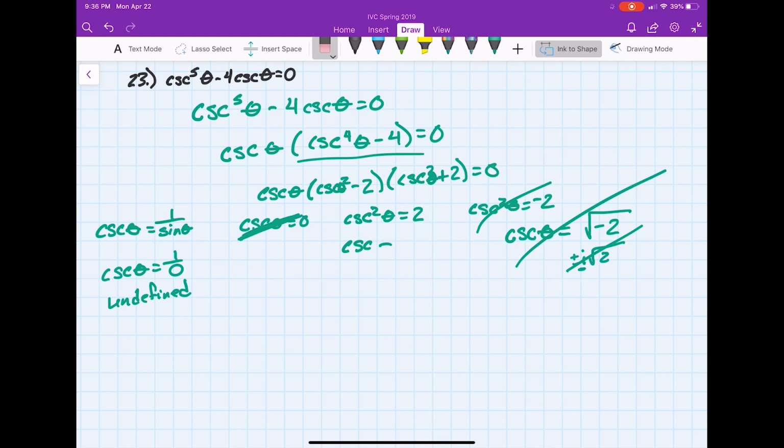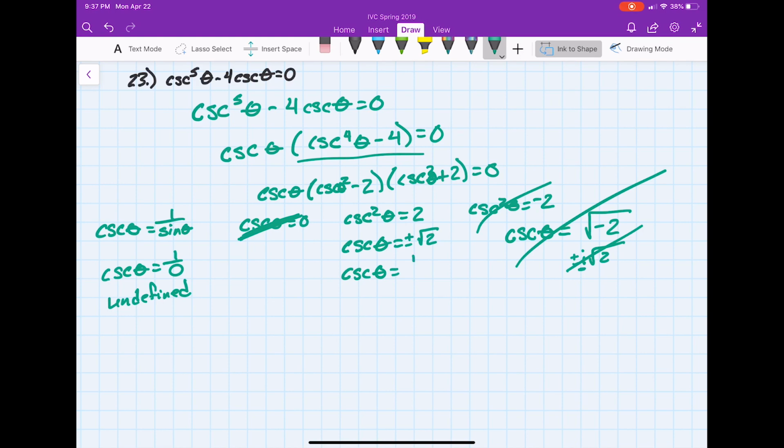Let's get rid of the squared theta. Let's just make it cosecant theta. There we go. Is equal to plus or minus the square root of 2, right? And so we can put it in terms that we can figure out. We can switch this into terms of sine.